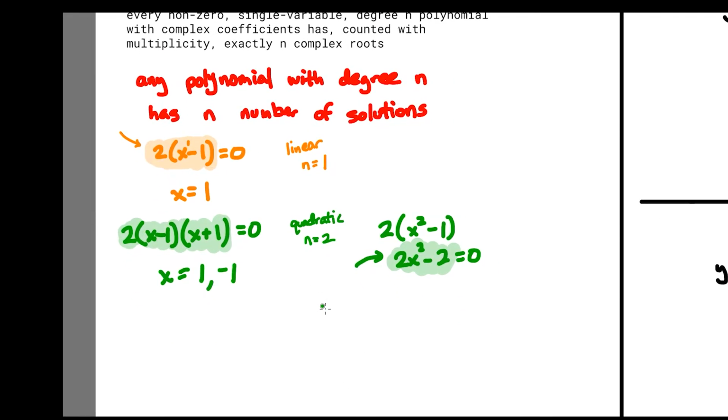Okay, let's keep going with this concept. Let's expand it to cubic equations. So cubic is when the n is equal to 3. So remember, n is the degree value. So this right here, degree n of the polynomial. So you can imagine some cubic function being something like this.